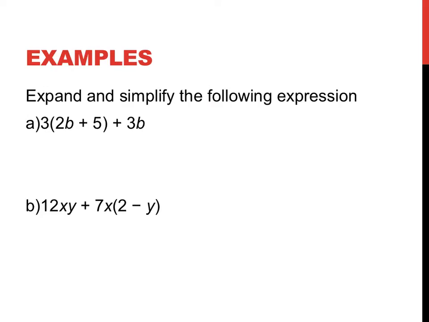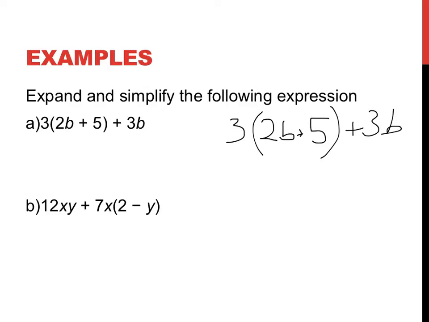Okay, here's my first question. 3 brackets 2b plus 5, plus 3b. Okay, I'm going to rewrite the question over here so I have a bit more of my working out space. 3 brackets 2b plus 5 brackets, plus 3b.